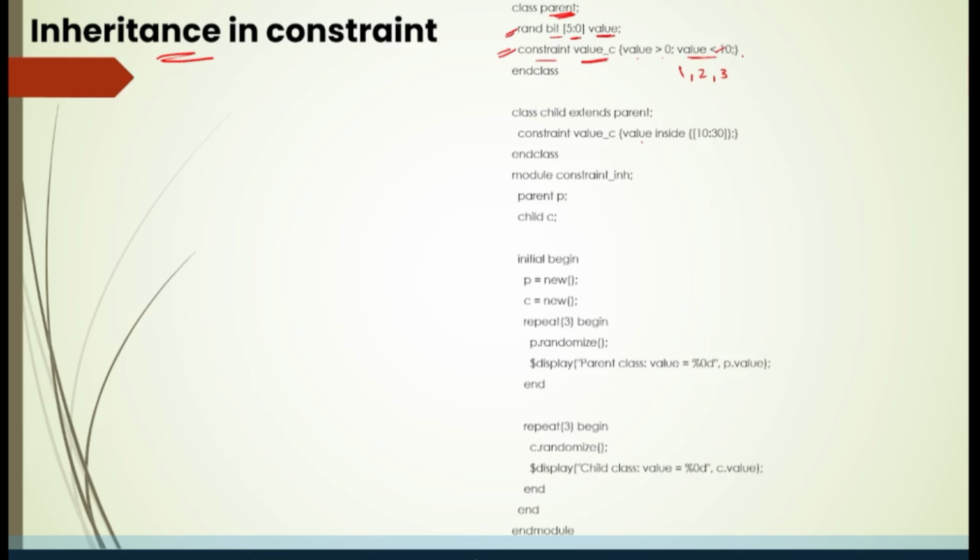Value is greater than 0, less than 10. Then what are the values? 1 2 3 4 5 6 7 8 9 10. That's it, right? So this is the thing for inheritance. This is my constraint for my parent class.